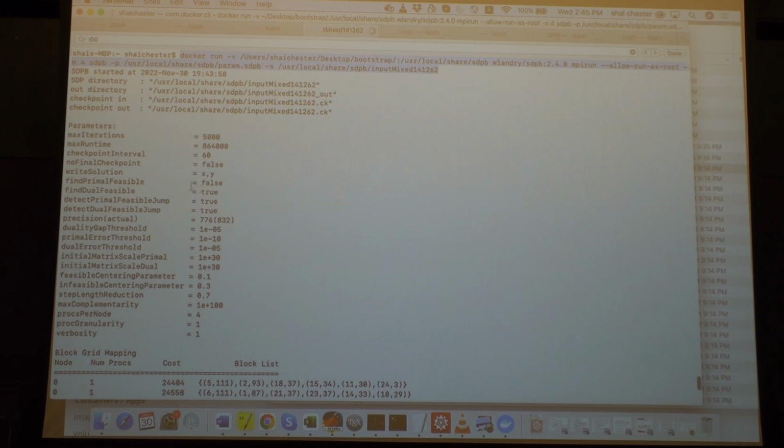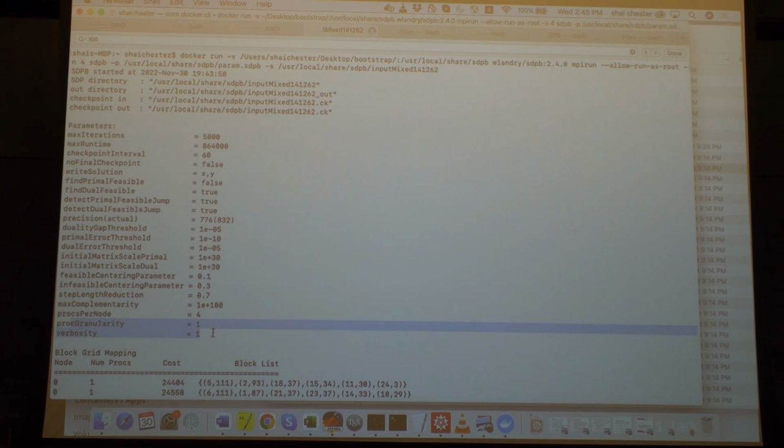I mean, these parameters are just like whether or not you allow it to find primal feasible, find dual feasible, whether or not you allow jumps. There's precision. There's the definition of these thresholds. There's these parameters, which to be honest I don't really understand, and they never really change. There's complementarity, which usually makes a huge number, processors per node, and these other two things.